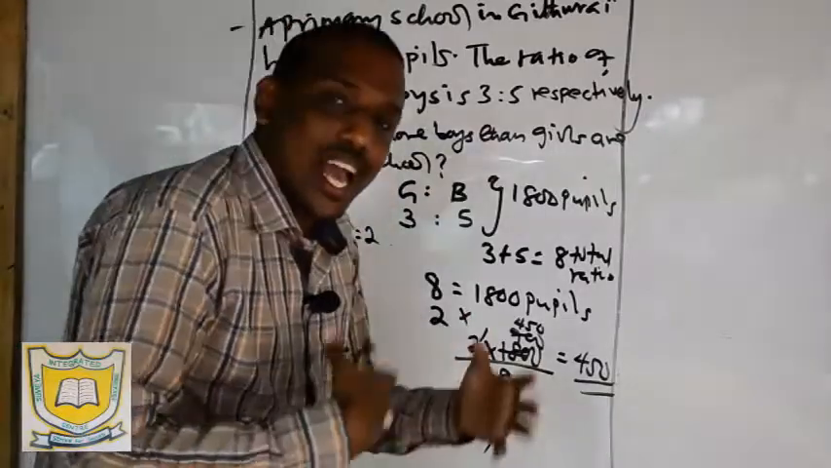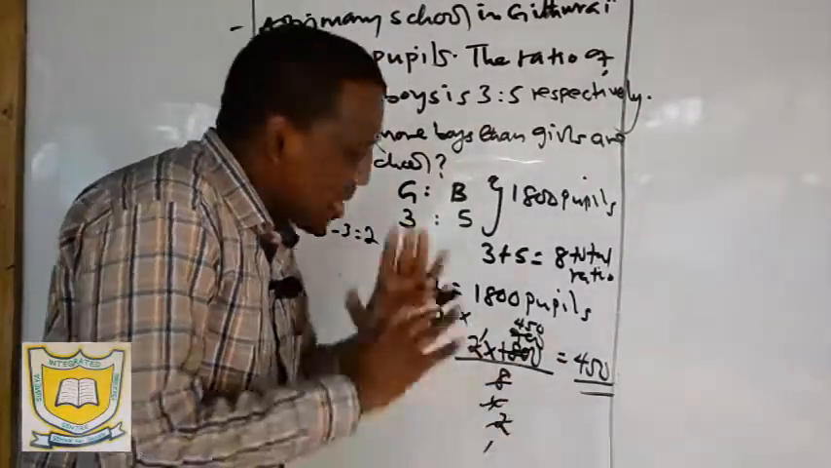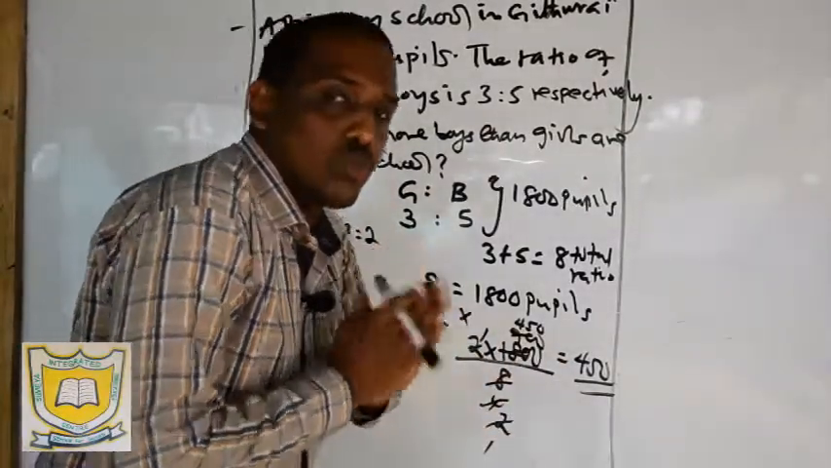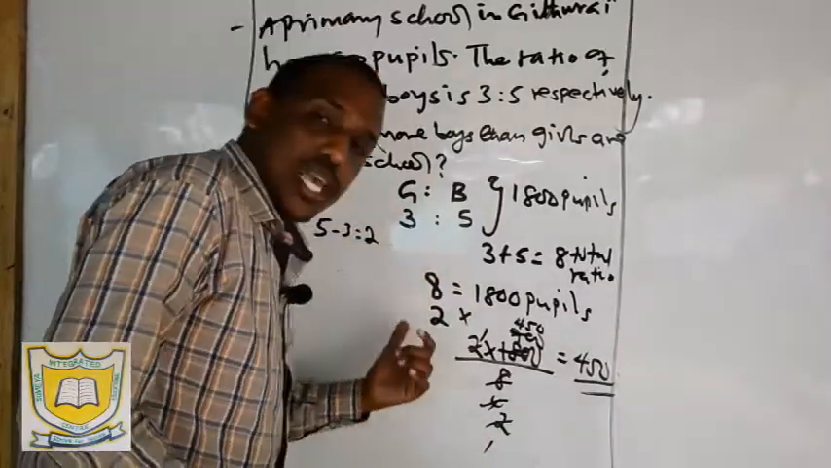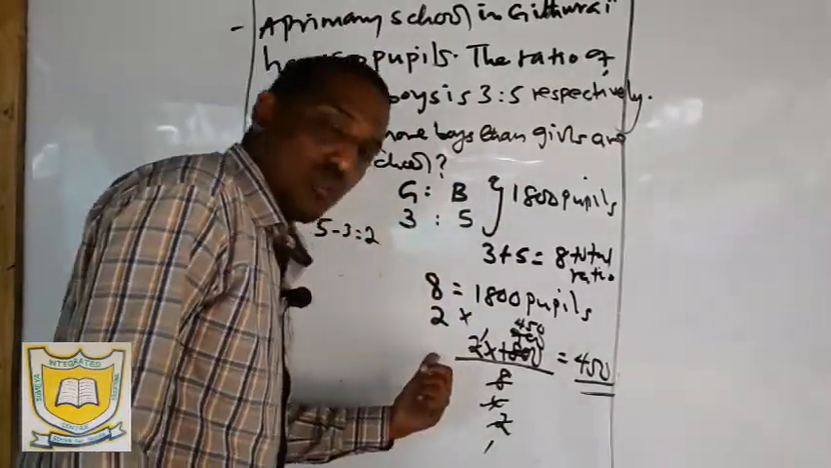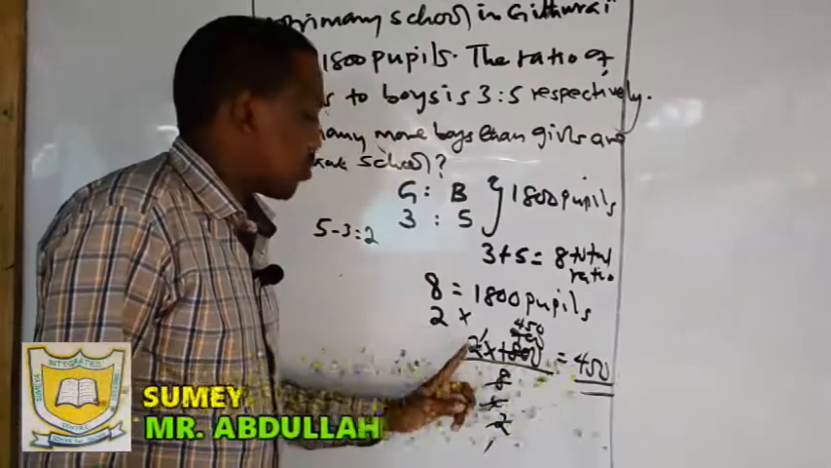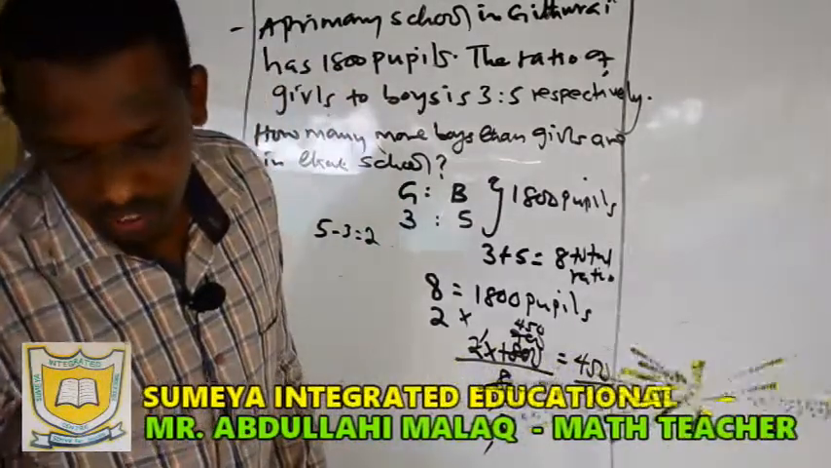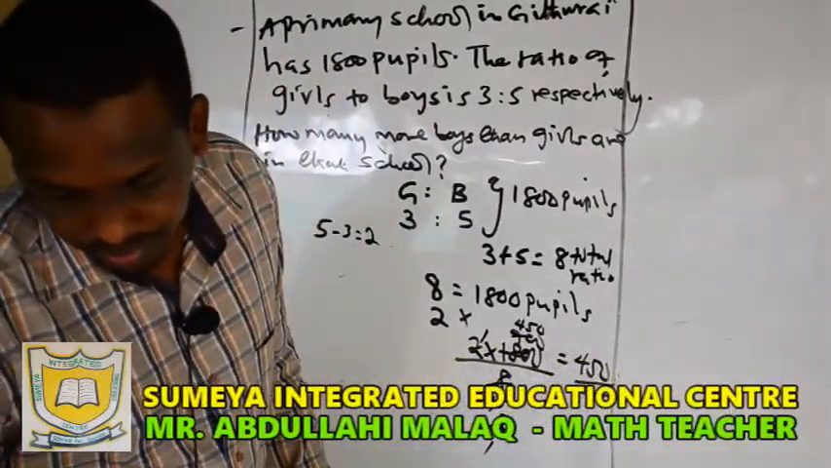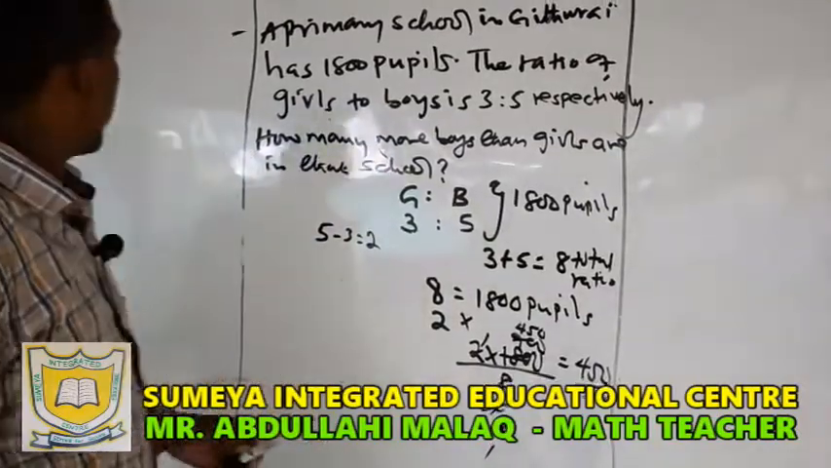Even if they say how many fewer boys than girls are there, the same way, what you do is subtract the 2 ratios to get the less. If they say more, you subtract the 2 ratios to get the ratio of more. So what about 2? Cross multiply, you will get 450. That's how we solve. Another one.